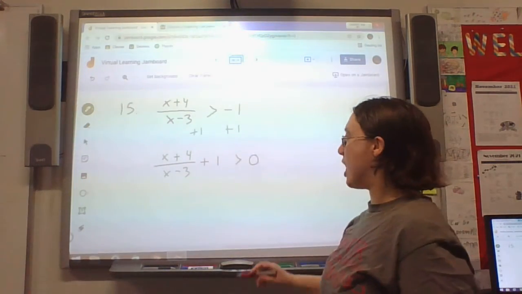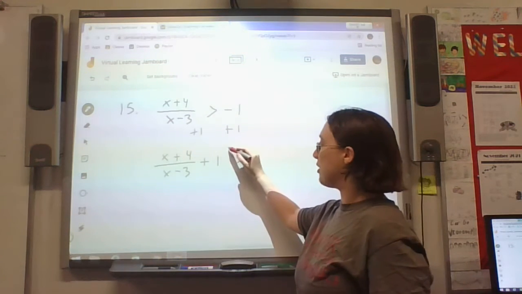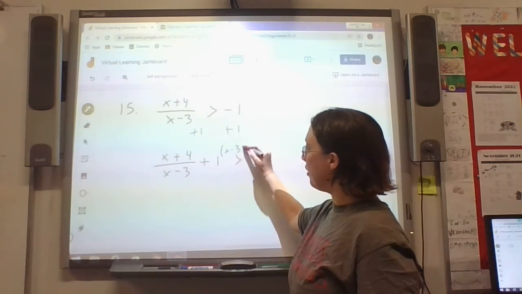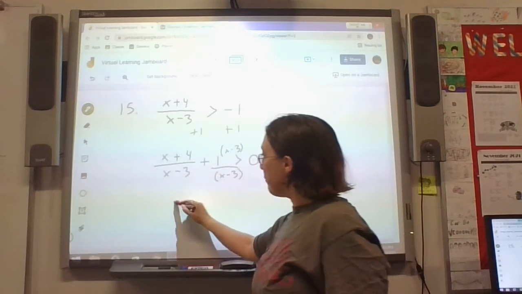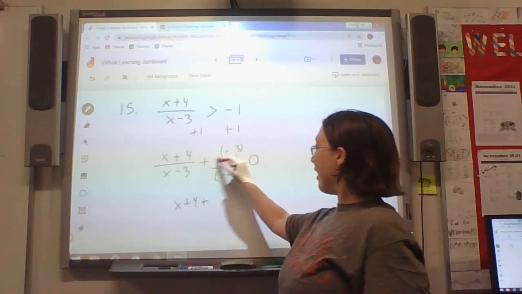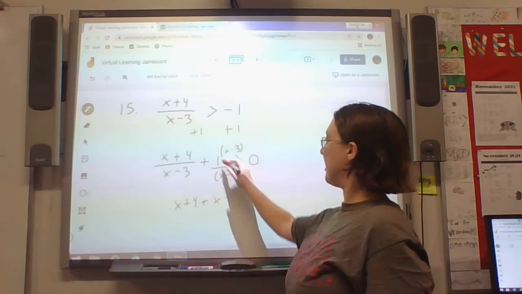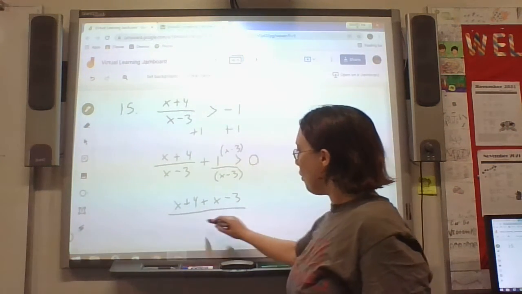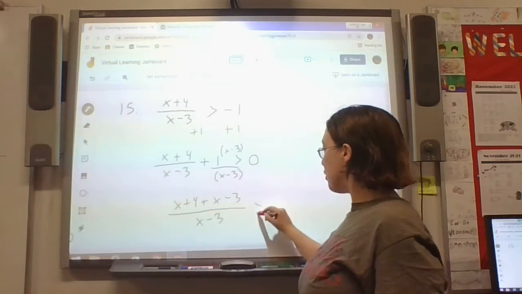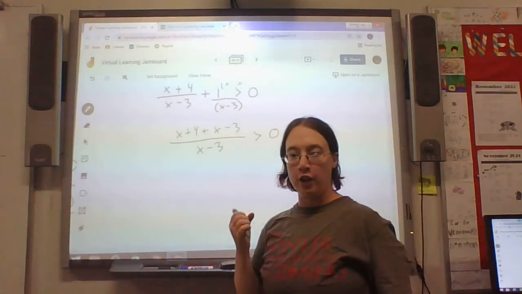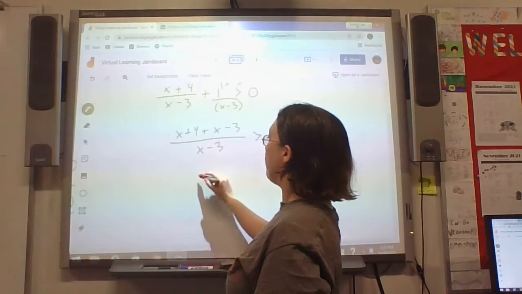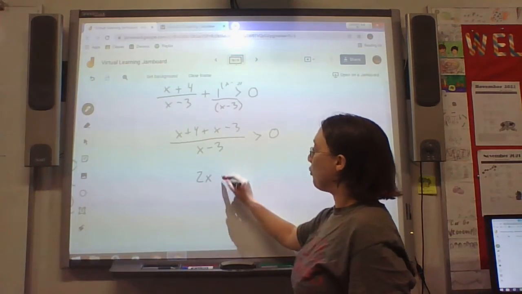So now we're going to get a common denominator for our fractions. So we're going to take this times an x minus 3 over an x minus 3. So on top we got an x plus 4 plus this x minus 3. We're saying that times 1 over this x minus 3. And we're going to simplify that a little bit, combine some like terms. So 1x plus 1x is a 2x. 4 minus 3 is 1.